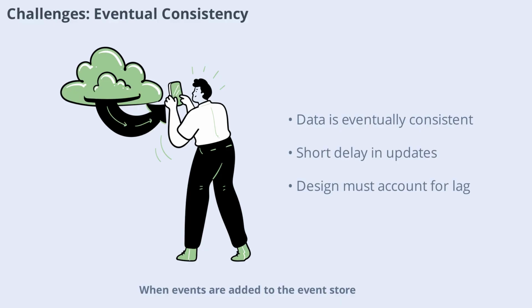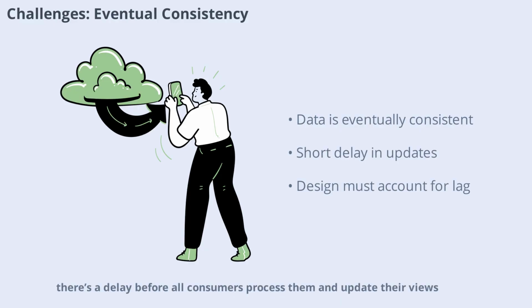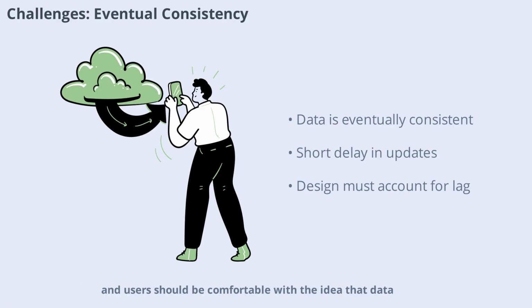One key consideration with event sourcing is eventual consistency. When events are added to the event store, there's a delay before all consumers process them and update their views. This means the system is not always immediately consistent. There's a window where the latest changes might not be reflected everywhere. Applications must be designed to handle this, and users should be comfortable with the idea that data may be slightly out of date for a short period. This trade-off is often acceptable in exchange for the scalability and flexibility event sourcing provides.